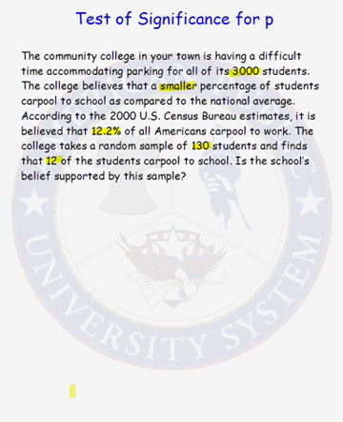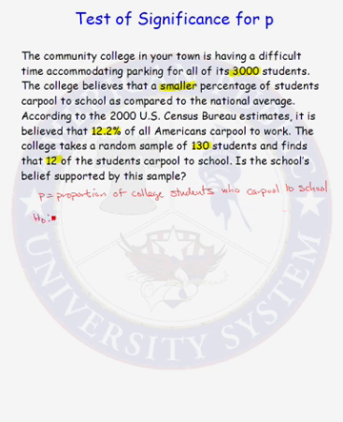We can answer that question by doing a test of significance. We want to test a claim about a population proportion. So let's first define what our population proportion is. The population proportion P is the proportion of college students who carpool to school. We're now ready to write our null and alternative hypotheses.